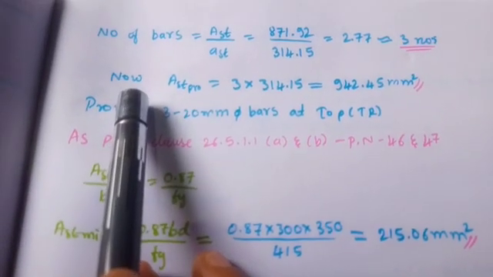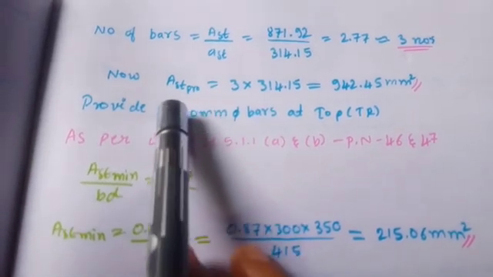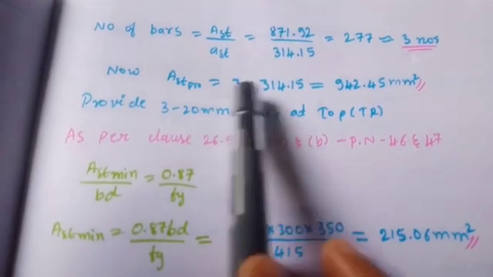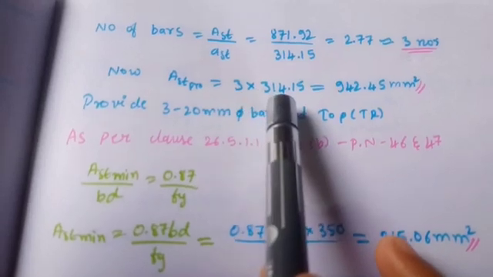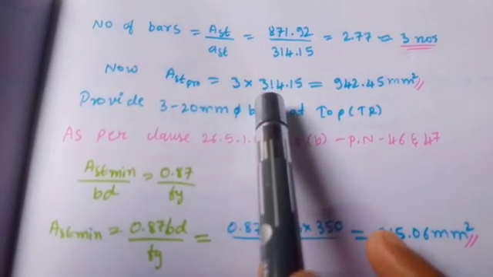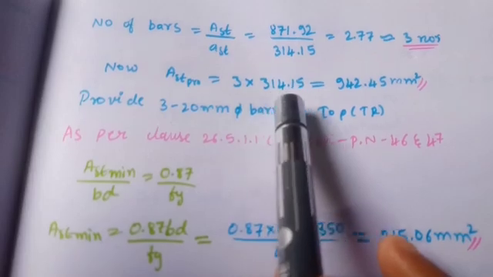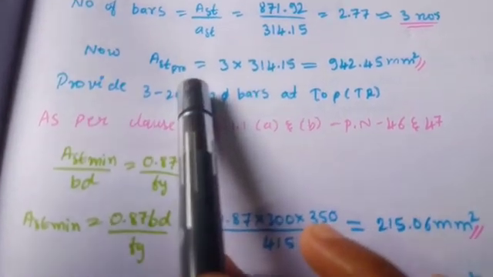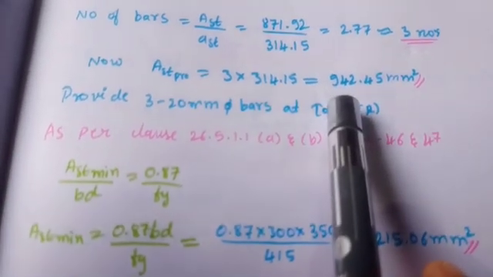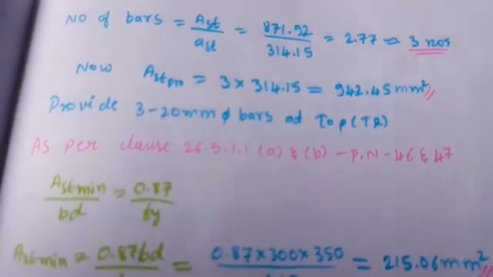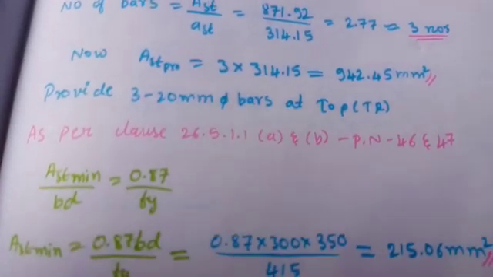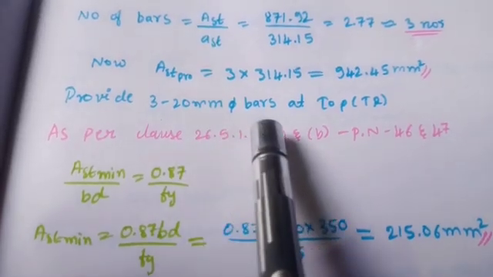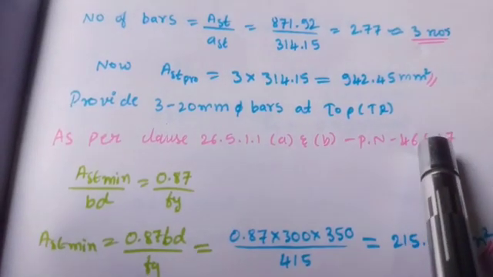So then you can calculate the Ast provided. For that we have the formula number of bars into area of each bar. So number of bars we got is 3. So area of each bar we got 314.15. Substitute all the value. After simplifying we'll get our Ast provided as 942.45 mm square. So we provide 3 numbers of 20 mm bars at top, that is tension reinforcement.